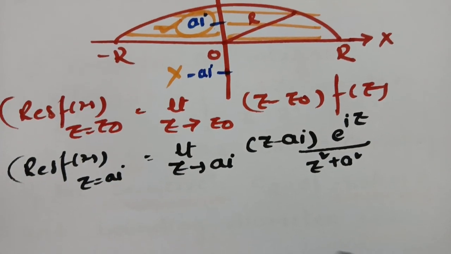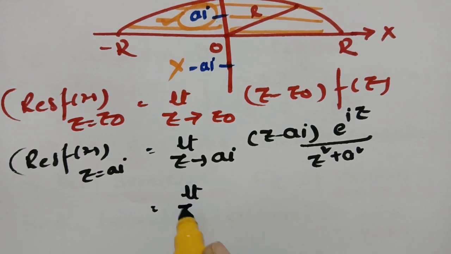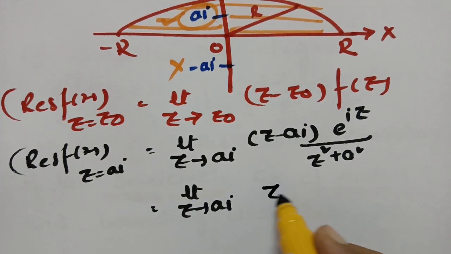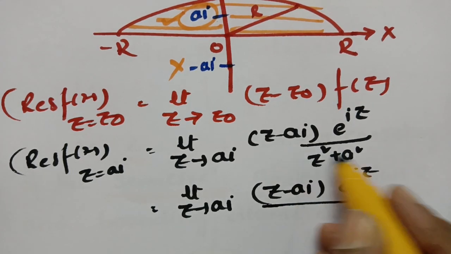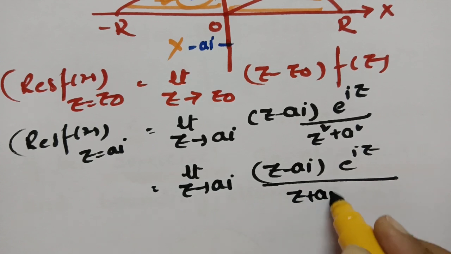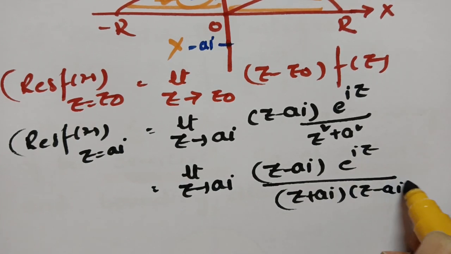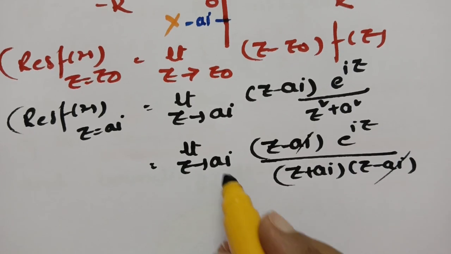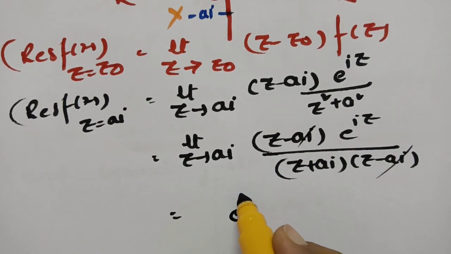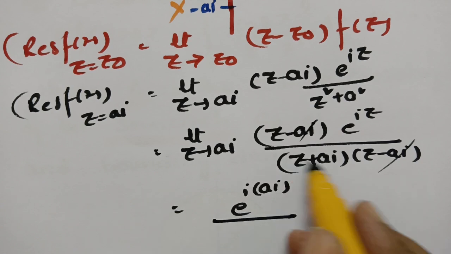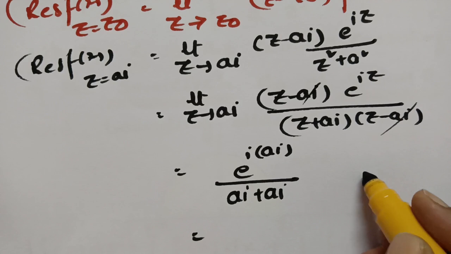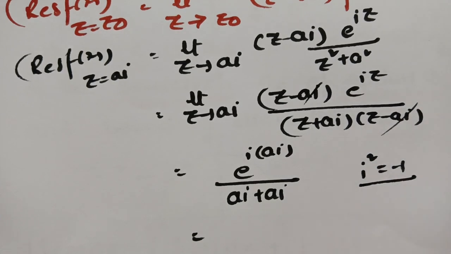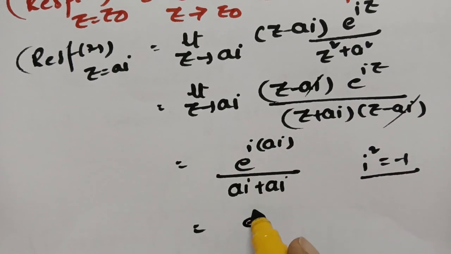pole ai. And see, this can be cancelled as limit z tends to ai of (z minus ai) into e power iz by (z plus ai) into (z minus ai). Now I can easily cancel these two and substitute ai in place of z. So this is e power i into ai, by ai plus ai. So this will be, i square value is very clear as minus 1, so e power minus a by 2ai.